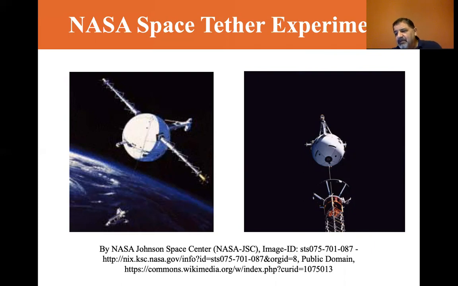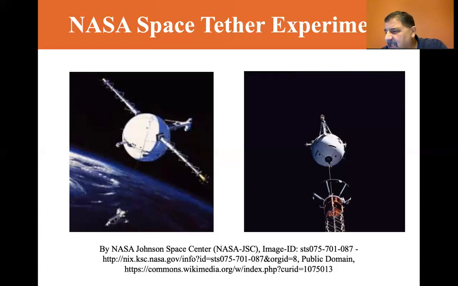The first attempt at the tether experiment ended prematurely, basically because the tether got stuck. It only released the satellite so far. You can see in the right-hand photograph the tether is just going out a little bit, and it got stuck. They weren't able to do it.